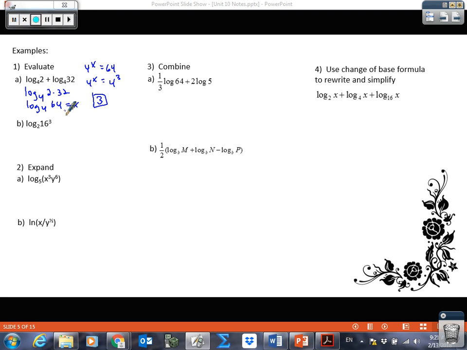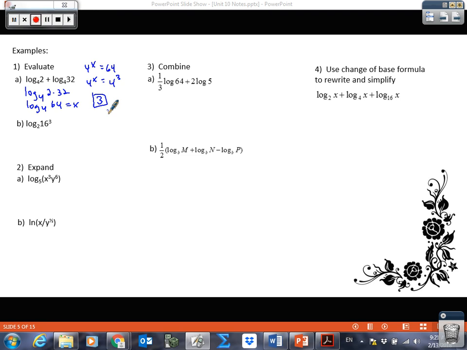And you don't have to do this equal x and go through that. If you can do this in your head, I'm fine with that. You would think to yourself, 4 to what power is 64? You could do it that way. 4 to what power is 64, and then just come out with 3. Okay, we okay with that first one?